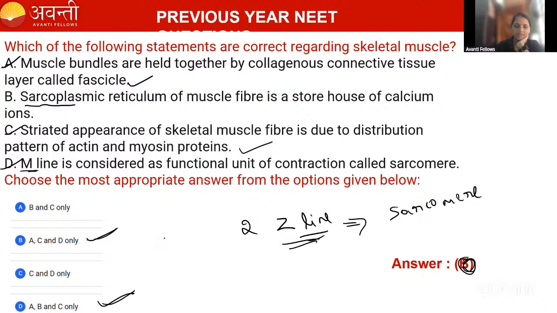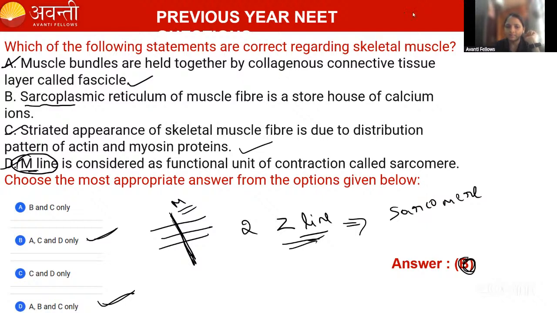The M line is the middle of the myosin filament. Yes or no? Middle of the myosin filament. That is not actually the functional unit. The two Z lines are the functional unit, not the M line. Yes or no? You forget the line also, guys.